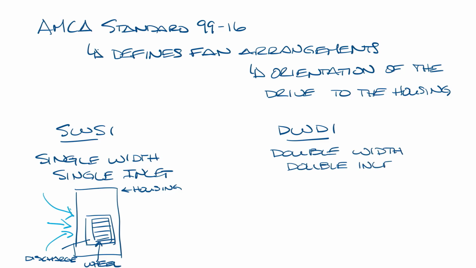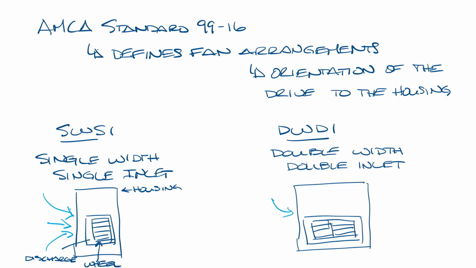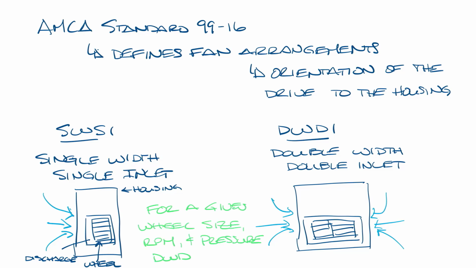DWDI stands for double width, double inlet. It means the air flows into the fan from both sides, and it's a double width fan. For any given fan wheel size, RPM, and pressure conditions, the DWDI fan will have double the capacity of the SWSI fan. The DWDI fan also allows for better balance of airflow into the fan, which can result in improved performance and efficiency. DWDI fans often have a more compact design compared to SWSI fans of equivalent capacity. So basically, they're not twice as wide as a similar SWSI fan.